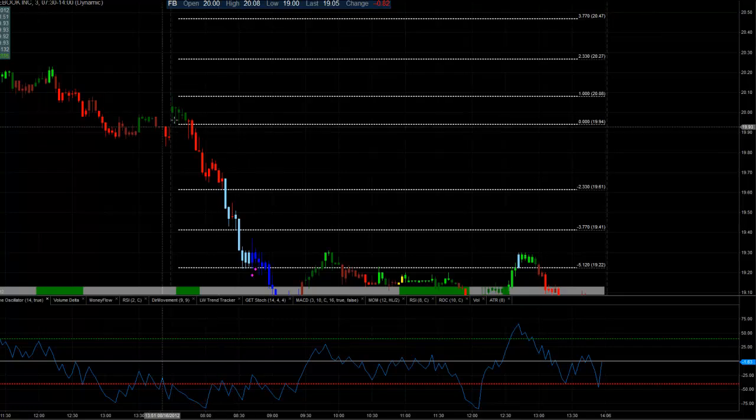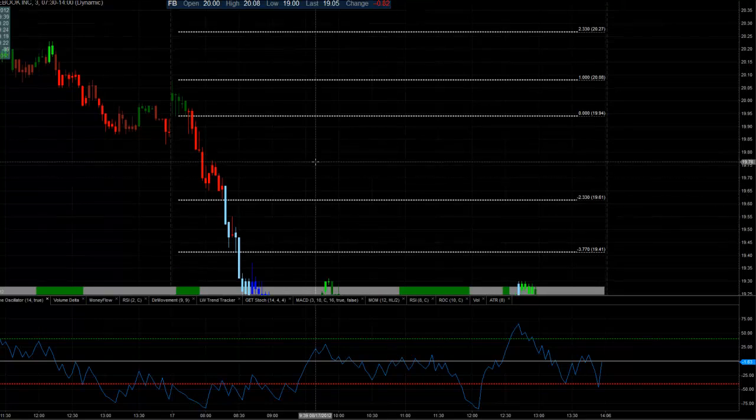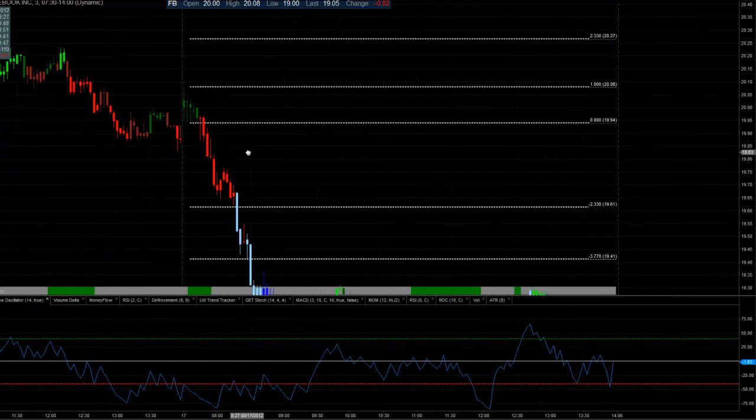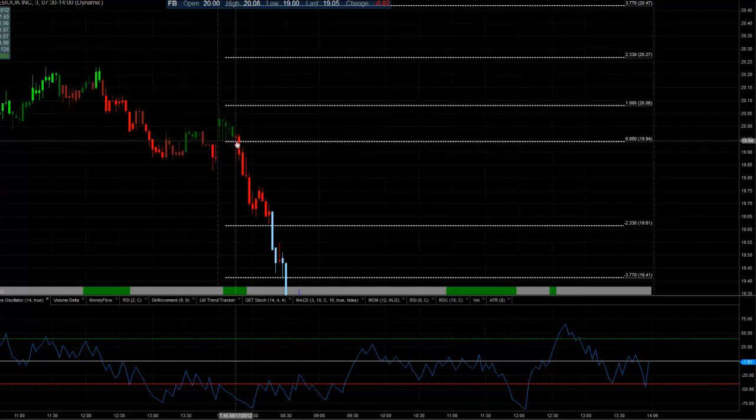And so here's Facebook, and you can see one of the things in Facebook. One of the strategies is if a stock is weak coming into the end of the day, you could get set to play the break below the 5 minute range if the stock looks weak again. And so here is that happening. So you could play a short on the break of that value.